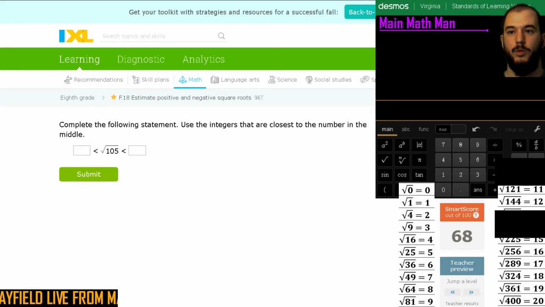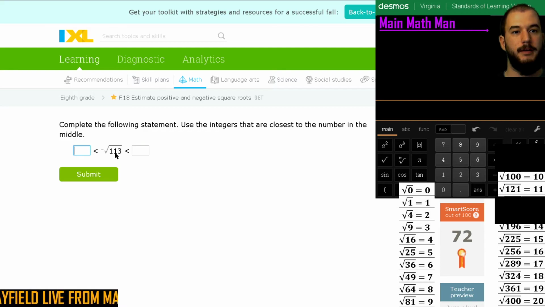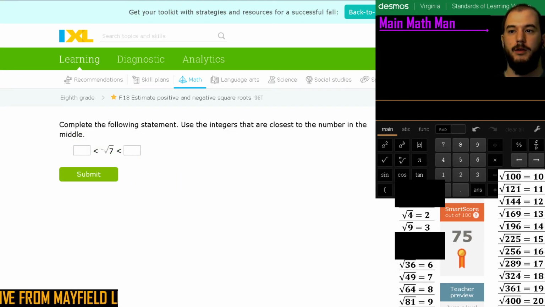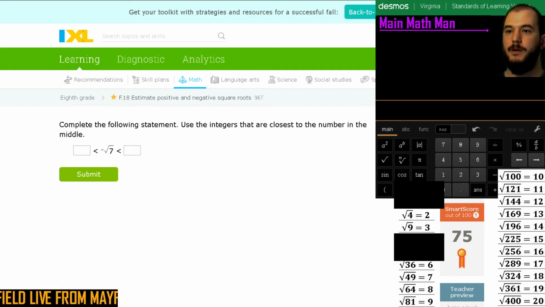I have 105, which is going to be 10 and 11. I have negative 113, still going to be 10, 11. However, make sure you have the further negative number to the left. So I'm going to say negative 11 and then negative 10. I did get it. How about a little bit smaller number or lower of a value? Where's the square root of 7? That's going to be between 4 and 9, which is negative 3 and negative 2.